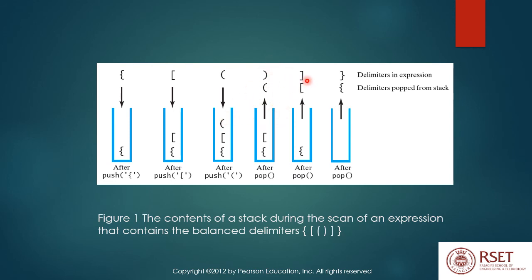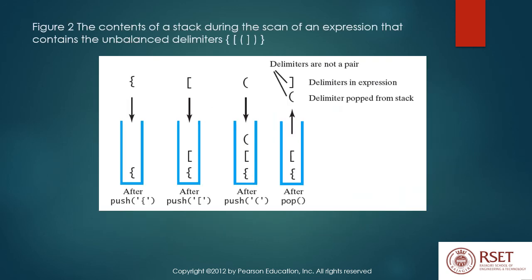Again, a closing square bracket. The topmost element is an opening square bracket. Again, a match. Pop it out. Then here you can see a closing curly bracket, and an opening curly bracket at the top of the stack. Pop it out. So the stack is empty. That means your expression has balanced parenthesis.